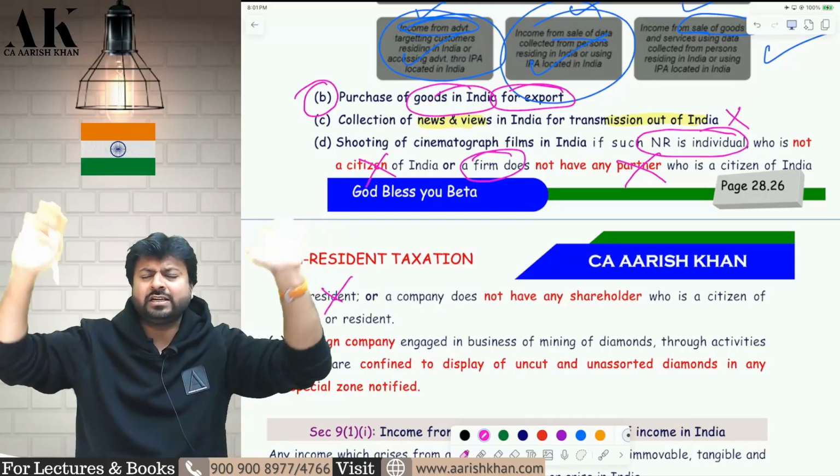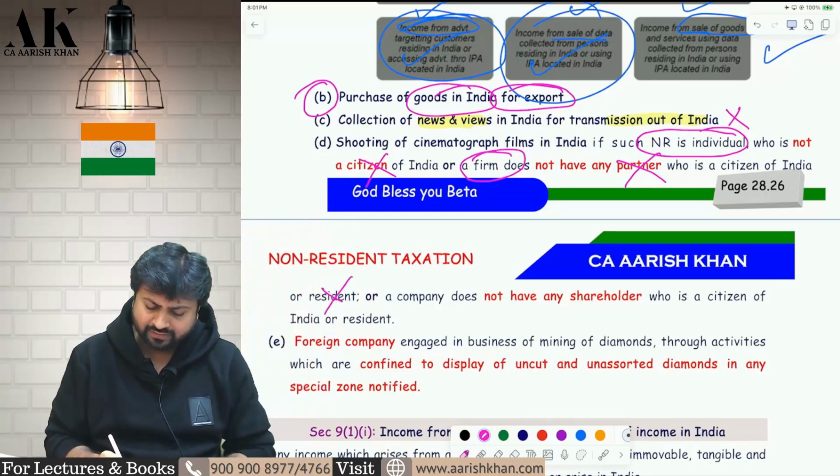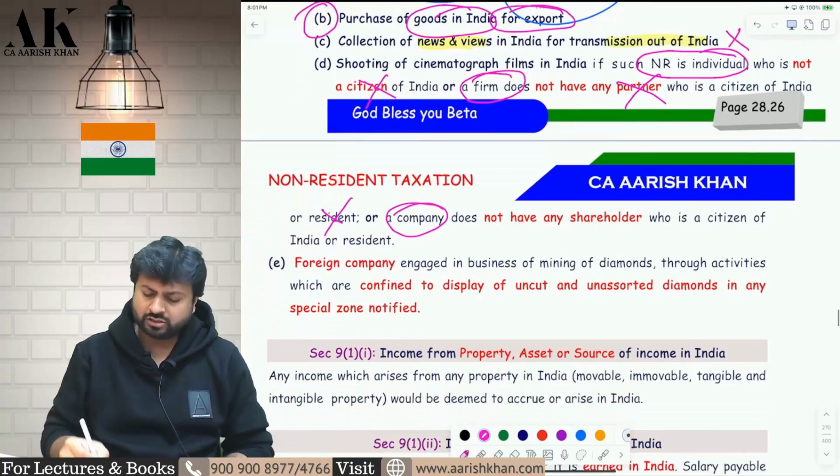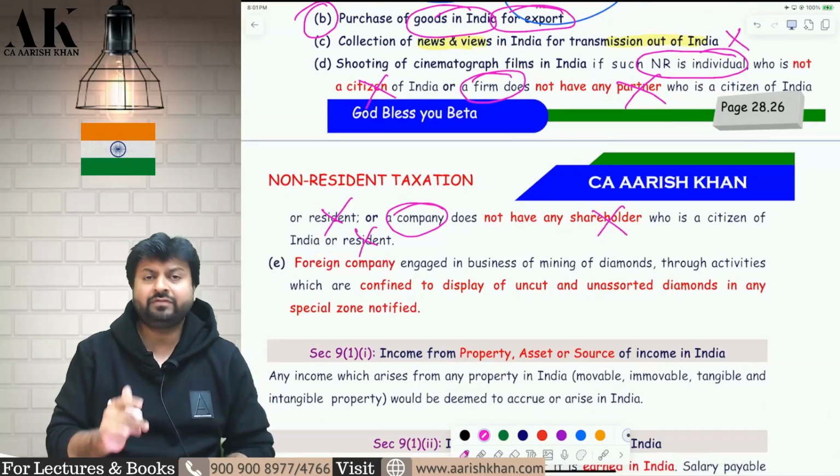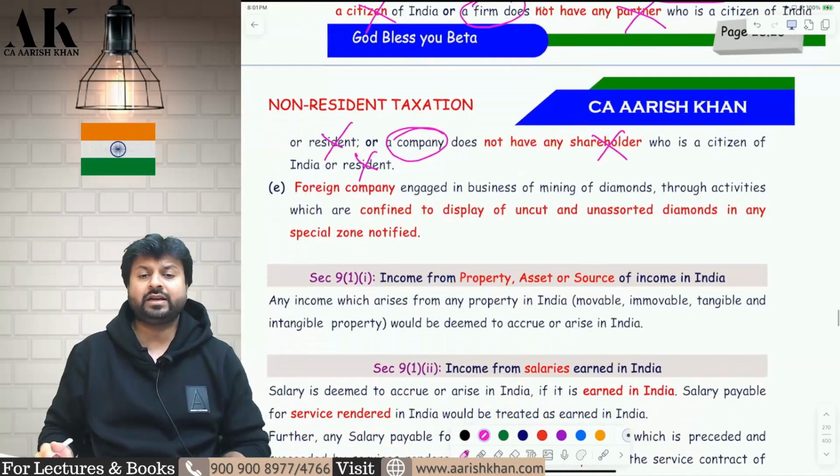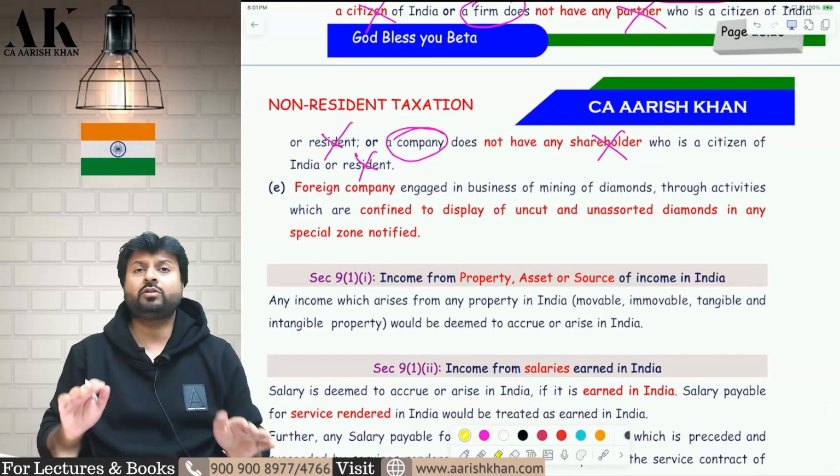All should be foreign citizens, all should be non-residents. Similarly, if he is a company, then all the shareholders should be foreign citizens and all the shareholders should be foreign residents. None of them should be Indian resident. And last but not least, what does not amount to business connection?